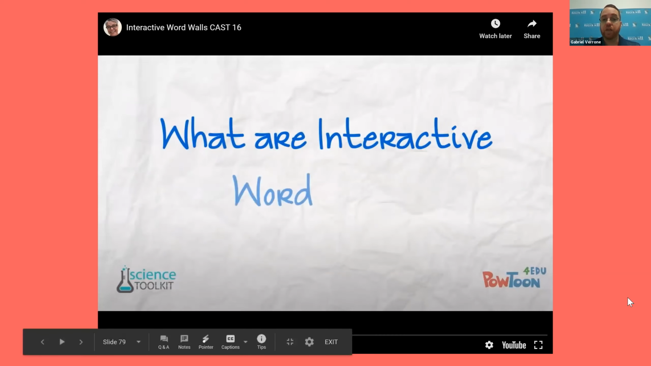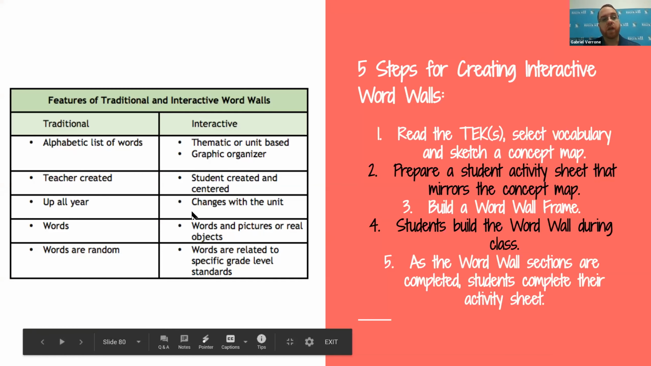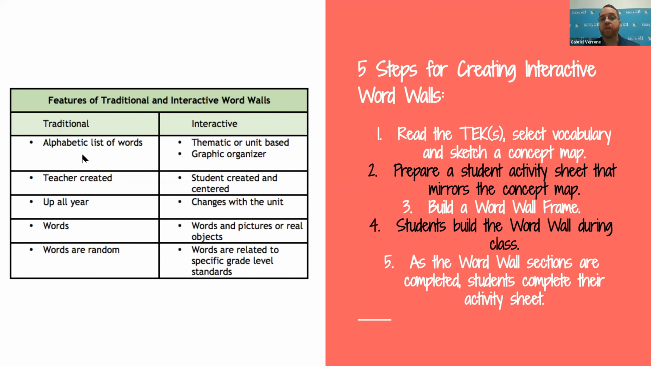All right, so I think you get the point there. Basically, in a traditional word wall, we have an alphabetic list of words, right? The teacher creates it, it's up all year, you add some words here and there, but the words are largely added randomly, sporadically, and are only referred to intermittently at best, right? But with an interactive one, it is based on a theme, a unit, or a TEK, okay?